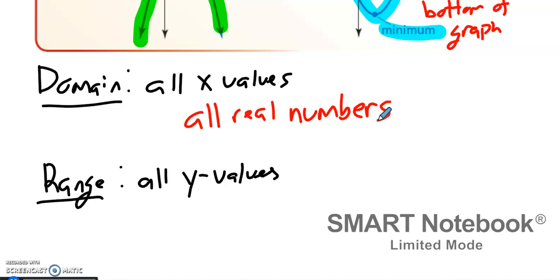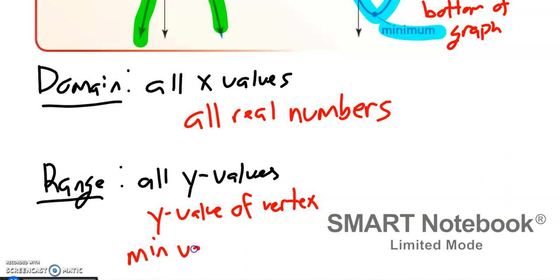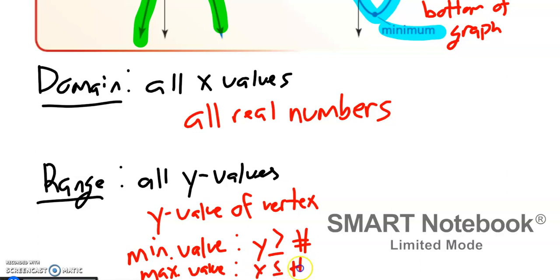Your range, though, is going to be the y value of the vertex. If you have a minimum value, then it's going to be y is greater than or equal to the number of the vertex. And if it's a max, it's going to be y is less than or equal to the number.